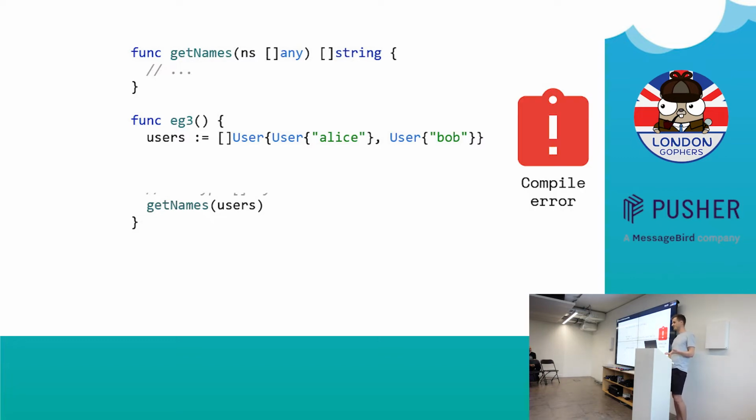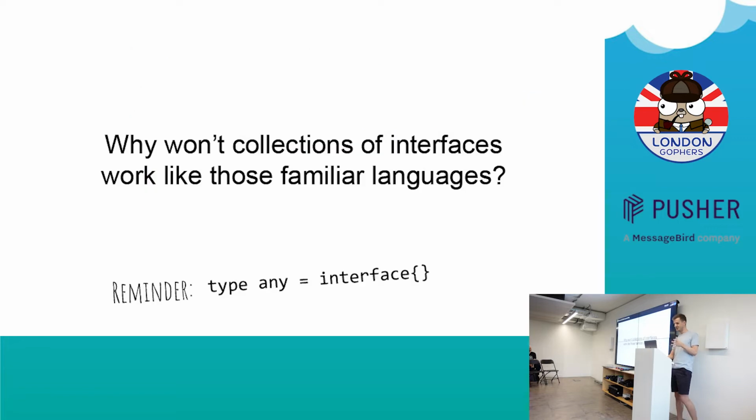No, it doesn't compile. So what is going on here? Why is Go doing this to me? Why don't collections of interface values work like any other language I'd actually used before?